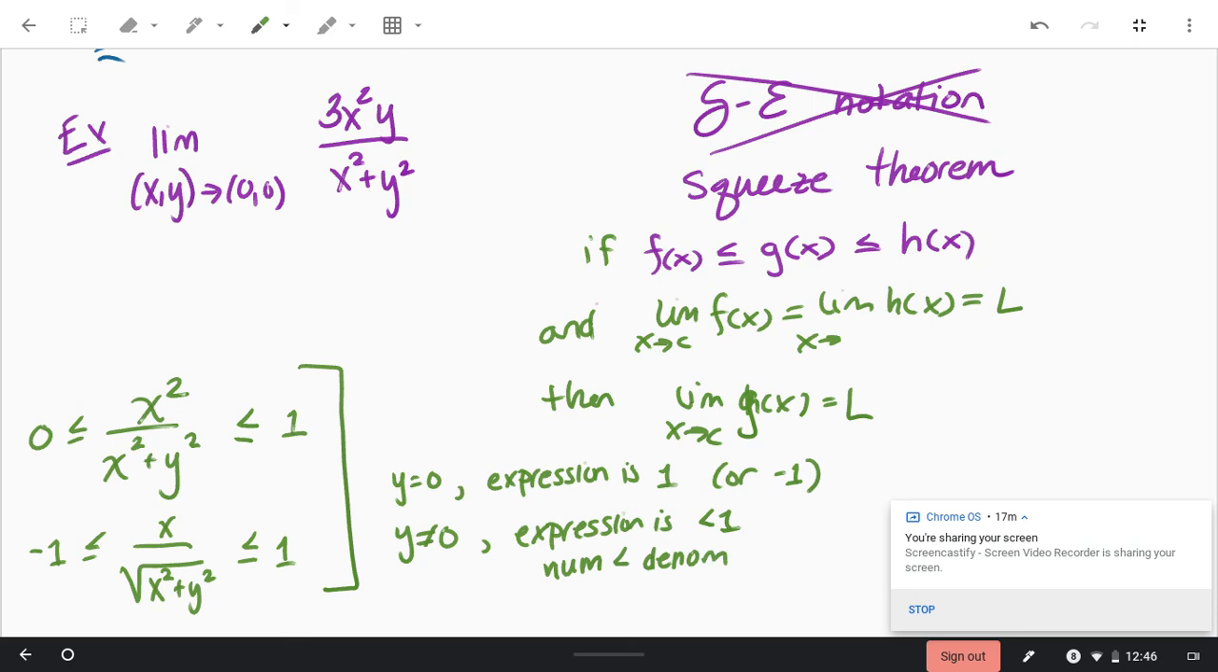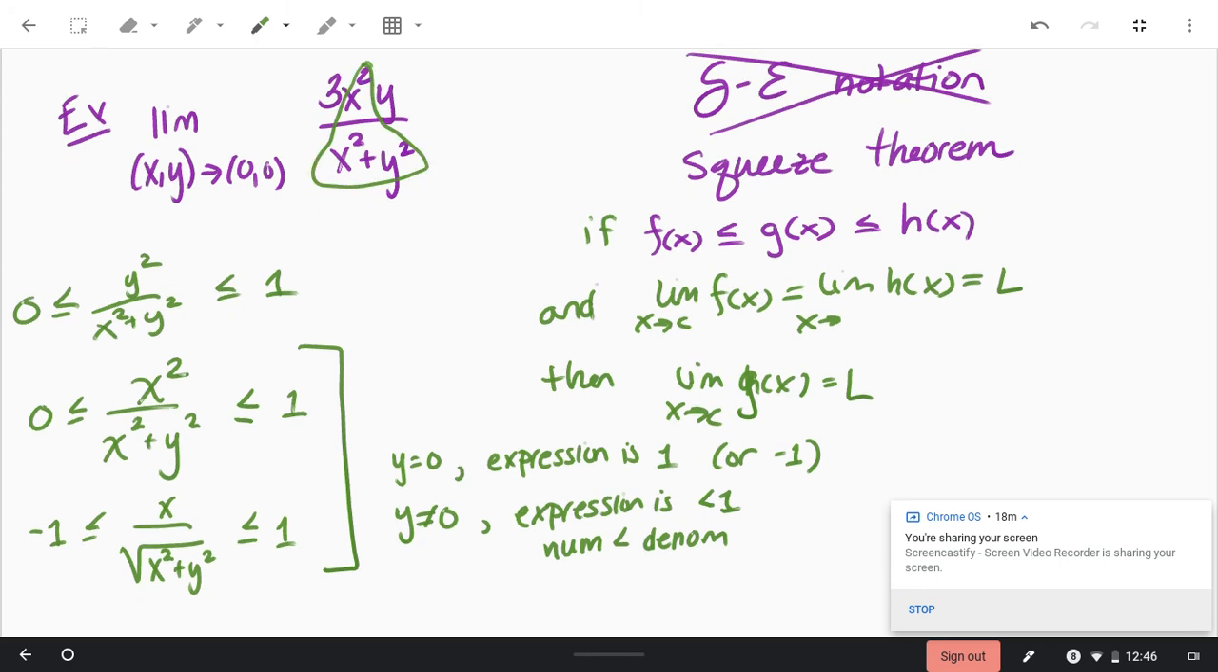And we could switch the x's and the y's too. We could have a y squared on top. Like y squared over x squared plus y squared is also always between 1 and 0. But these are the ones to look for. So what we can do with that then is that we have that right here. I'm going to rewrite that guy down here.